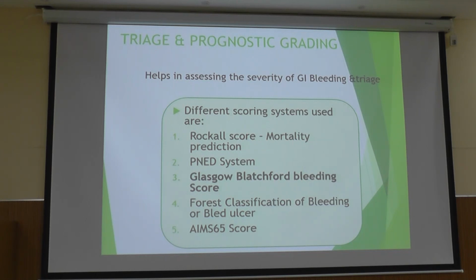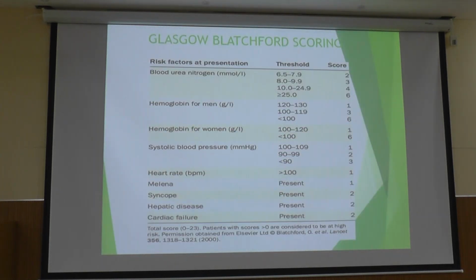Several grades are used to assess the severity of the UGI bleed. Mainly we use the Glasgow Blatchford bleeding score (GBS). It includes mainly blood urea nitrogen and hemoglobin, then blood pressure and other history and examination findings like heart rate, syncope, hepatic disease. Usually there's a zero score. Zero is given for less than 6.5 in blood urea nitrogen, then greater than 130 for hemoglobin in men and greater than 120 in women.